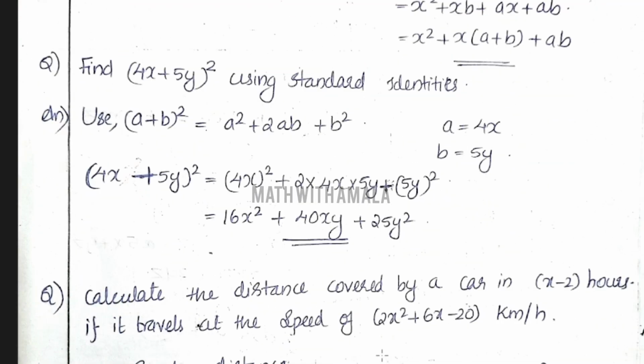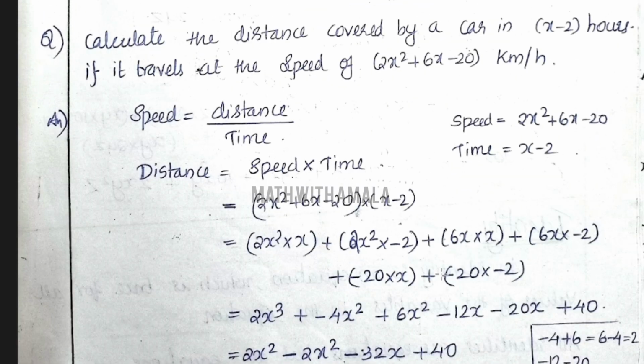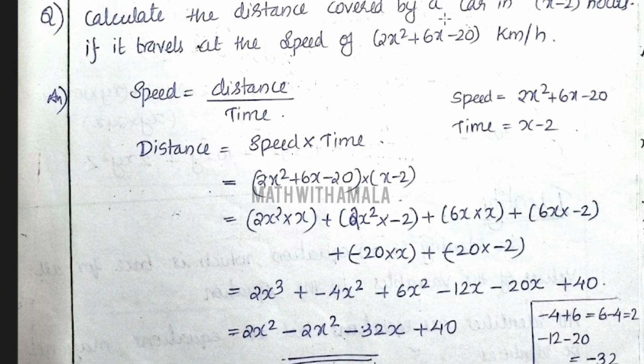You can check it. In order to find 4x plus 5y the whole square, you can use the standard identity. You just substitute a with 4x and b with 5y, and you can give it completely as the substitution. Now to calculate the distance covered by a car in x minus 2 hours, if it travels at the speed of 2x square plus 6x minus 20 km per hour, you just want to use the speed equation, that is distance by time. Speed and time are given, so you can substitute the given values.